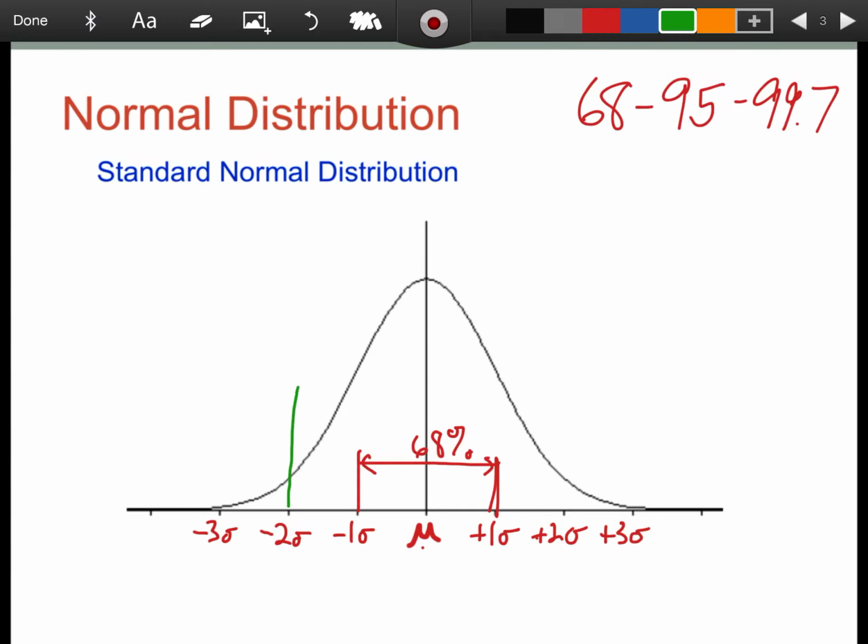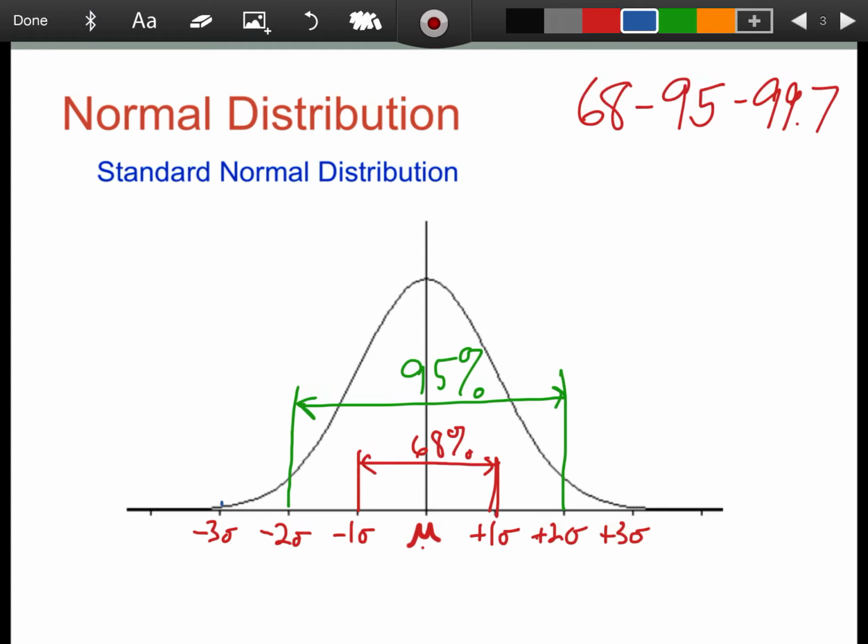Now, if I go to 2 standard deviations above or below, I should be able to catch more examples in a data set. So approximately 95% of the data lies within 2 standard deviations above or below the mean. So using heights, 95% of people are within 2 standard deviations of the average height.